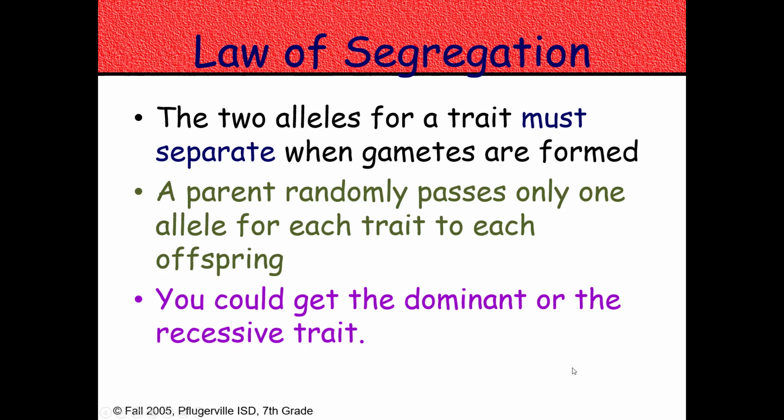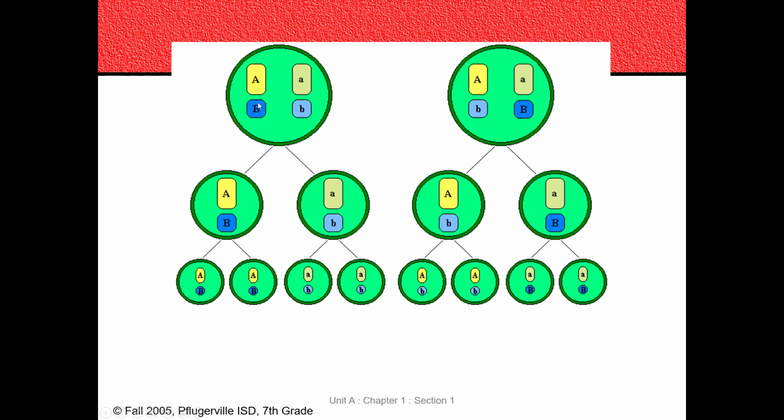And you could get the dominant trait or you could get the recessive trait from either parent. If they have it, it's random. So this is just that random assortment. You could have these odds, and then you could lead to these kids, but you take your traits like A and you separate them into different cells, and what you pass on is random.